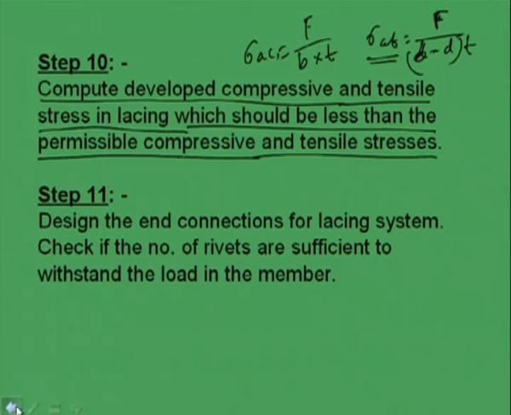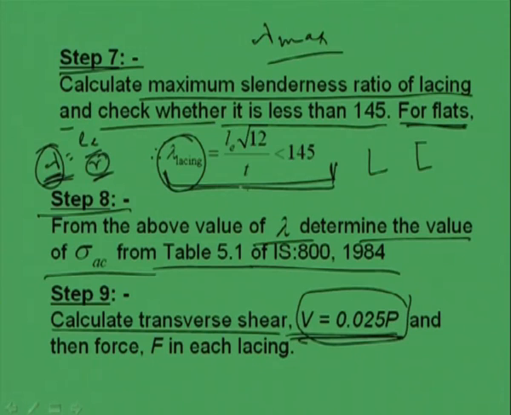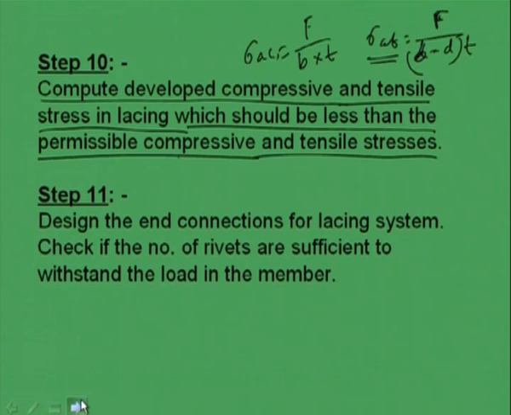The permissible compressive stress we can find from table 5.1 on the basis of lambda, and the permissible tensile stress can be found as 0.6 into Fy. It is around 150 in case of Fy 250. So, we have to see whether it is okay or not. If it is not okay, then we have to increase the dimension. If it is okay, fine.